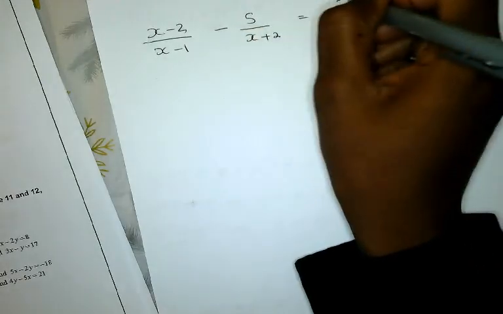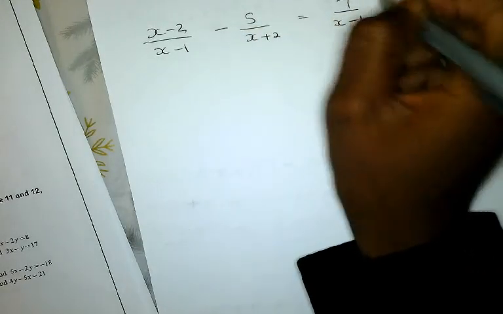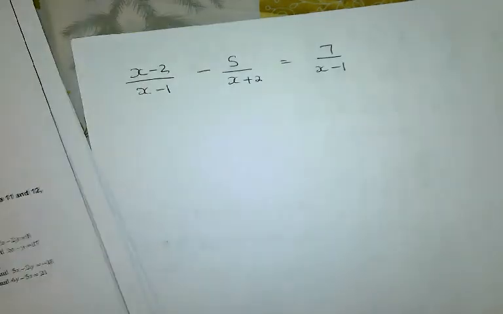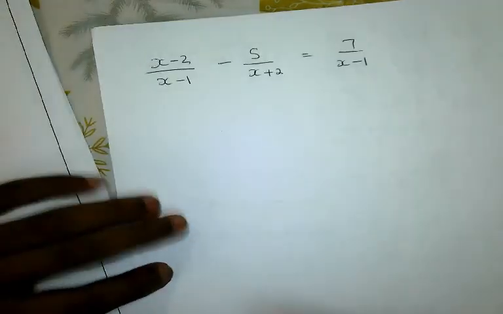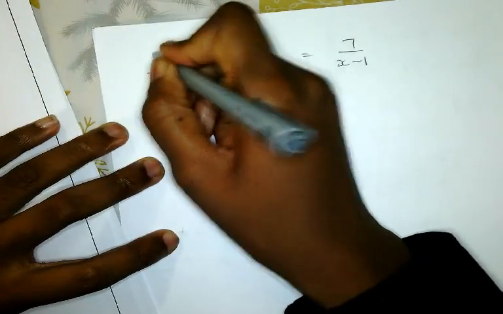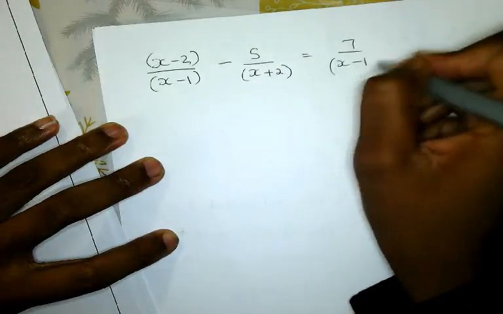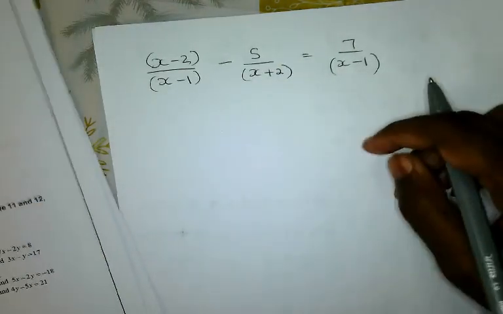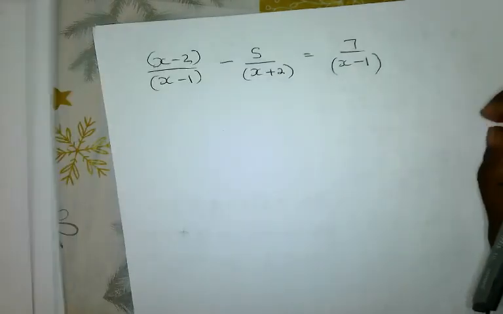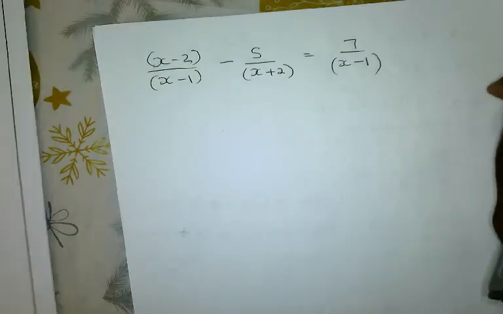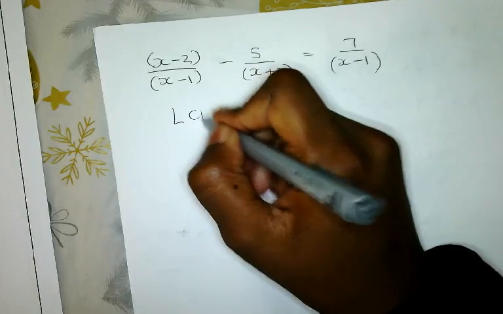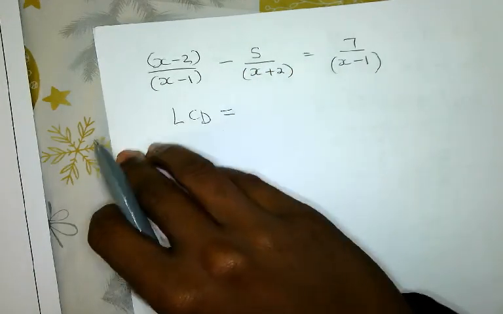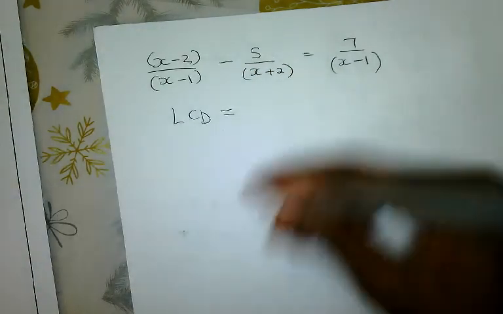Okay, so I normally say, guys, put your terms in brackets like this, so that it becomes easier when you have to multiply in, because if they are not inside the brackets, you might be confused. So let's look for the LCD. The LCD is what? The lowest common denominator, which is x minus 1 and x plus 2.